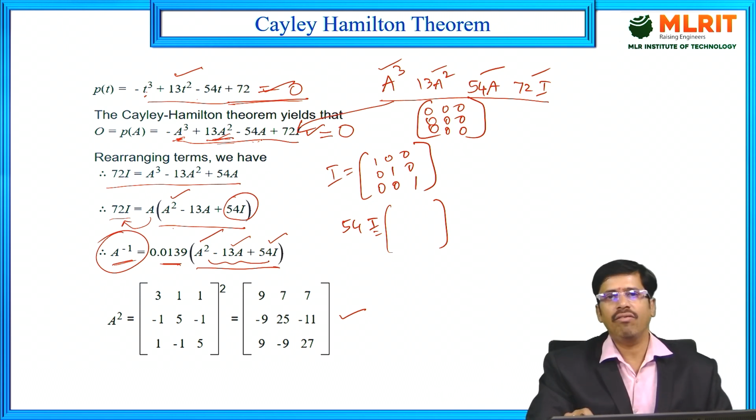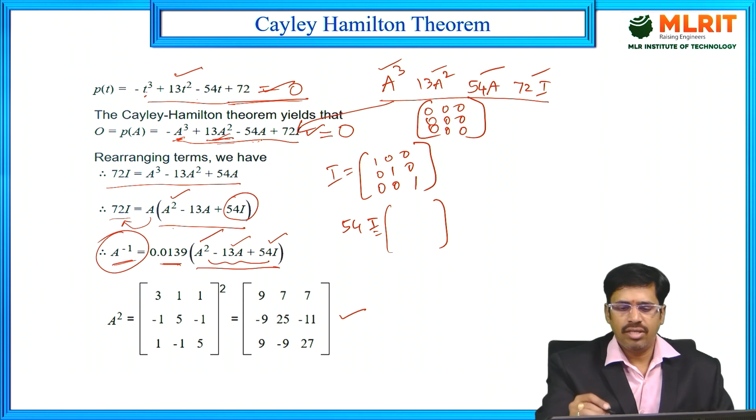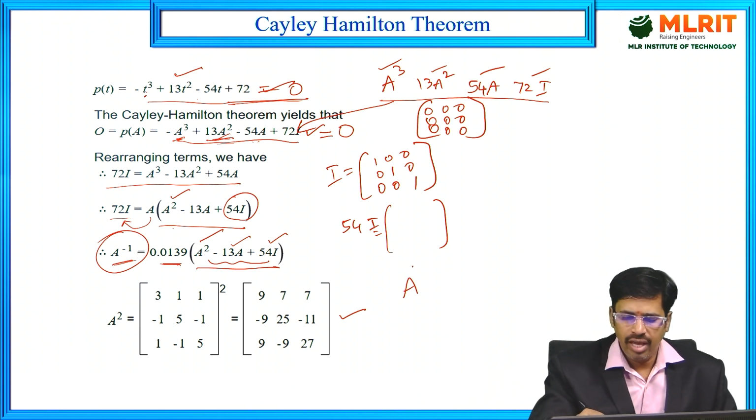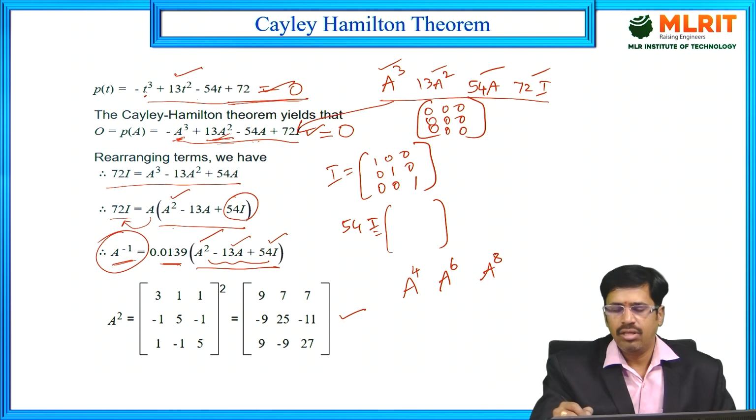And also we can find the power of a matrix. For example, if you want to find A power 4 or A power 6 or A power 8, that can also be done by using Cayley-Hamilton theorem.